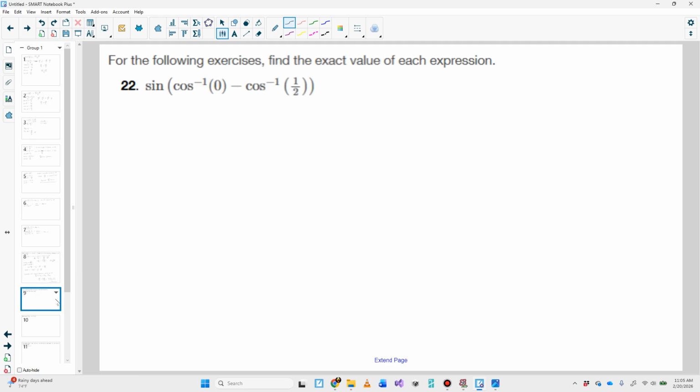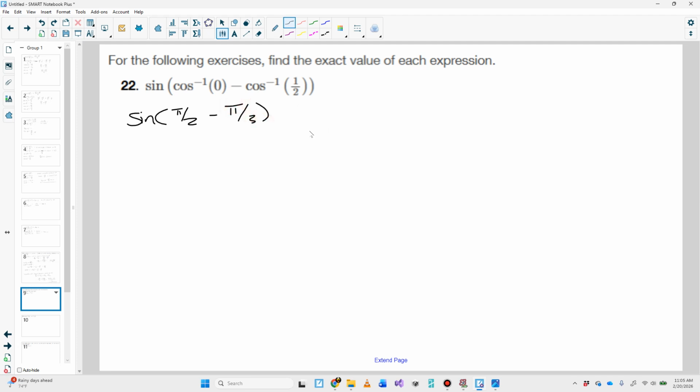All right. We need to find the exact value of each expression. And these are inverse functions. Okay, so what angle cosine gives me the value of 0? That's pi/2. So this could be rewritten as sine of pi/2. What angle of cosine is going to give me 1/2? And that is 60 degrees. That is pi/3. So this angle is pi/3.